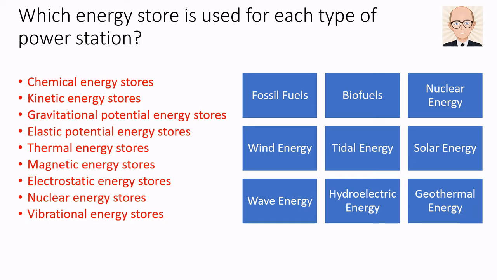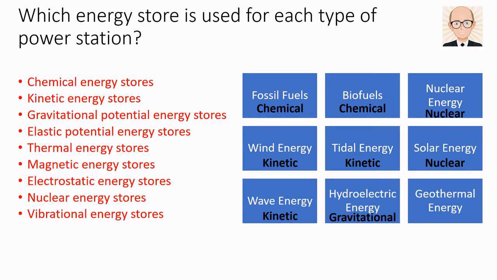Power stations that burn fossil fuels will use a chemical energy store as its input, as will those burning biofuels like wood or paper. Nuclear power stations obviously use the nuclear energy store as the energy is released from fission or even fusion reactions. Wind, tidal or wave-based power supplies use the kinetic stores from the movement of air or water. A solar array uses the nuclear store inside the sun as fusion reactions take place between hydrogen nuclei. The energy is radiated to us through space and collected in solar panels.